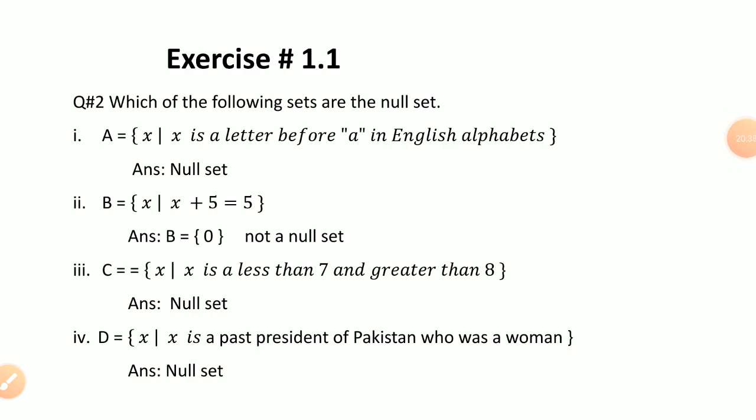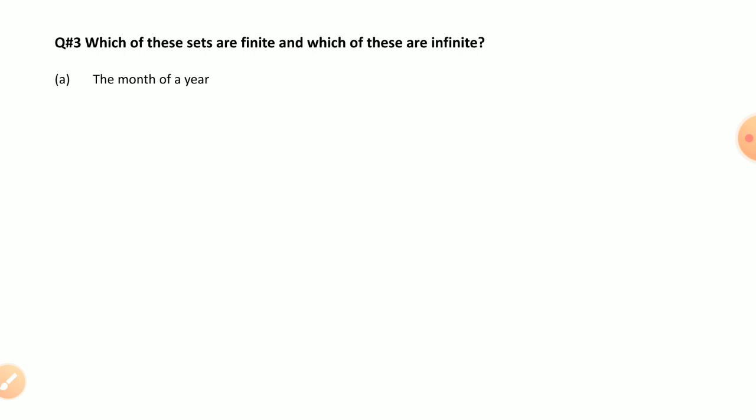Next, we have question number 3 from your book, exercise 1.1. Which of these sets are finite and which of these are infinite? The first one, the months of a year. How many months are there in a year? We have 12 months. So the set will be a finite set.